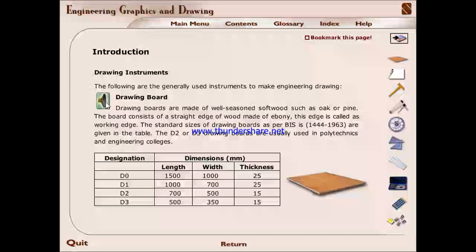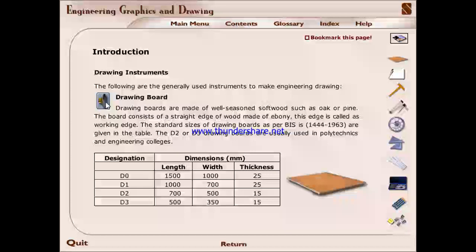Drawing board. Drawing boards are made of well-seasoned softwood such as oak or pine. The board consists of a straight-edged wood made of ebony. This edge is called the working edge. The standard size of a drawing board as per BIS 1444, 1963 is given in the table. The D2 or D3 drawing boards are usually used in polytechnics and engineering colleges.